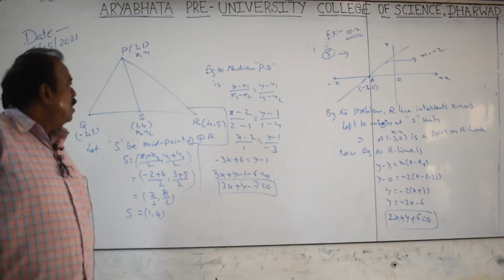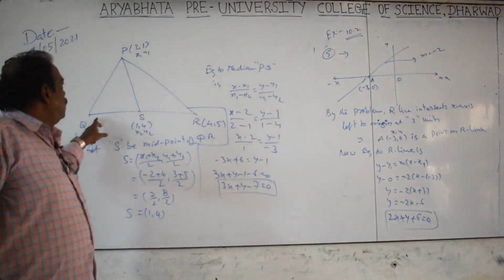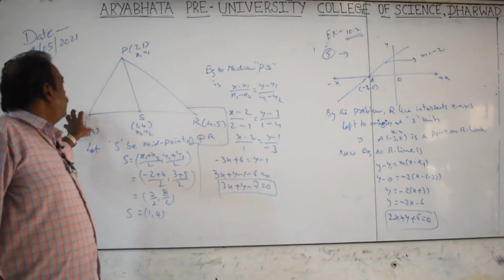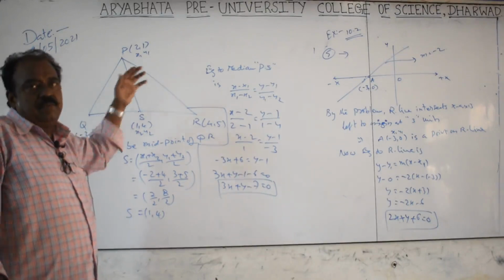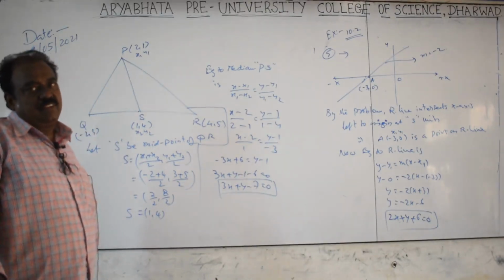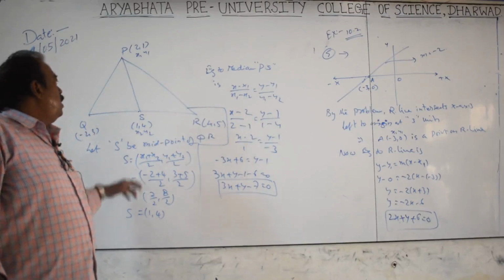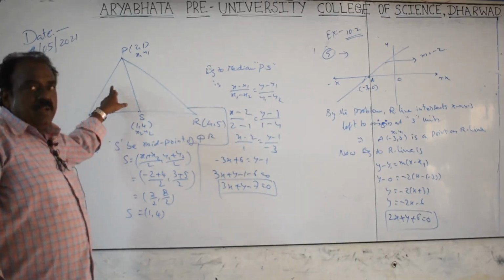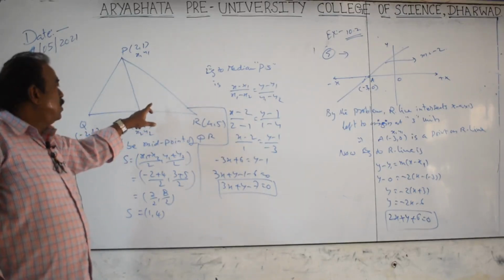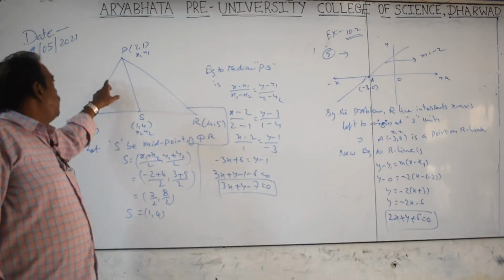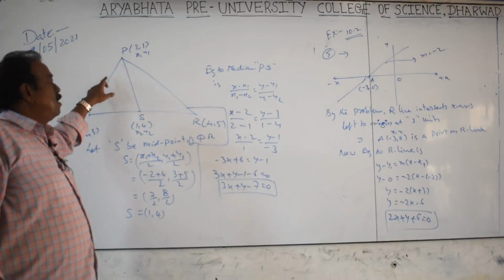Okay? Suppose this median is asked through the point Q, then you find the midpoint of P and R, like that. Okay, now? Similarly, if you find a median through R, it is meeting the midpoint here, PQ. What is the midpoint of PQ? Find.